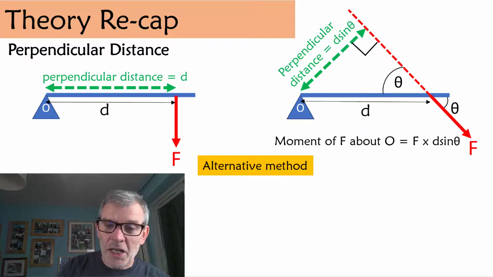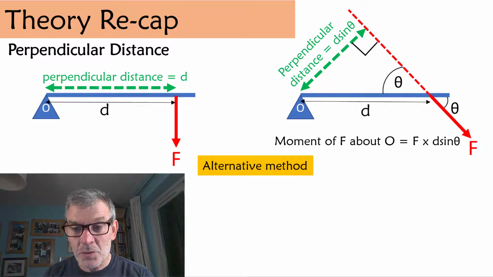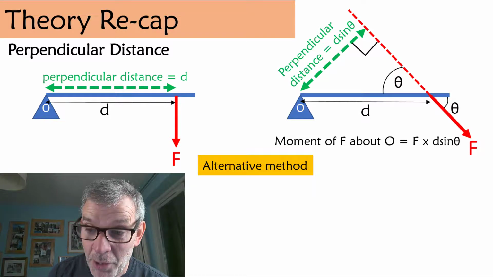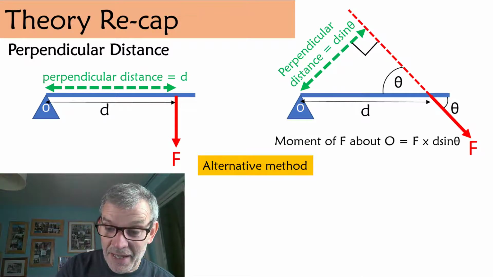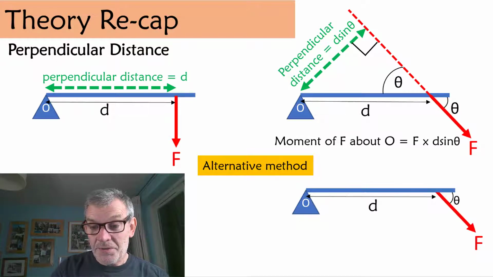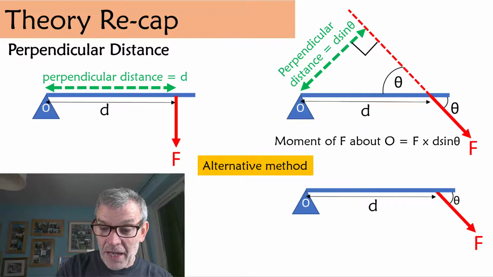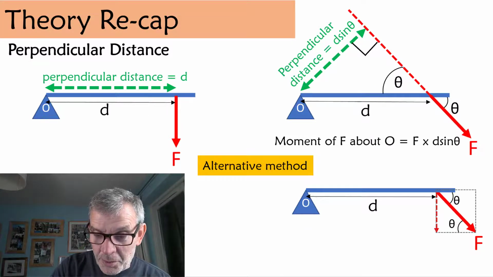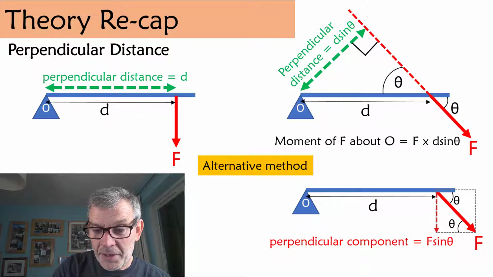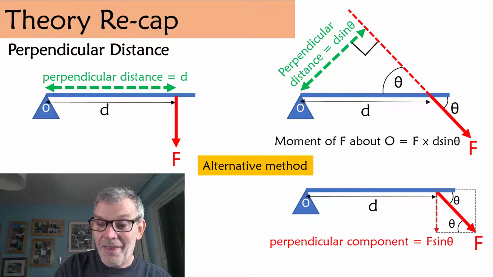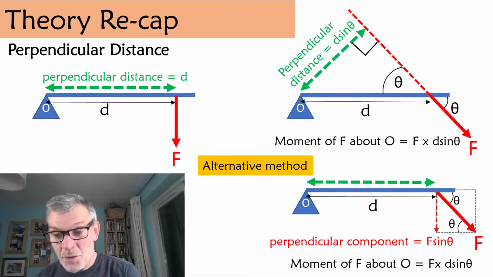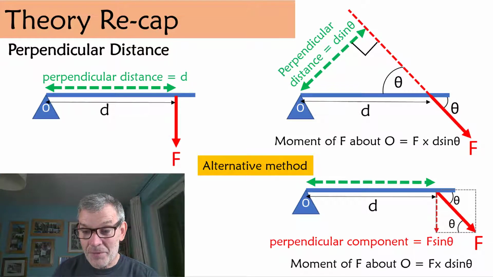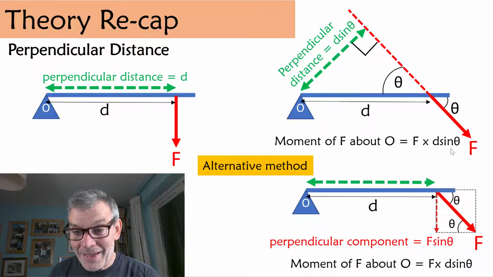Rather than trying to work out the perpendicular distance, we can actually work out the perpendicular component of the force F instead. So there's our original situation, and we draw on the perpendicular component by using simple trigonometry. Hopefully you can all see that the perpendicular component of that force is equal to F sine theta. So we can say the moment of the force about O is F times d sine theta, which if you compare with the situation above is exactly the same.